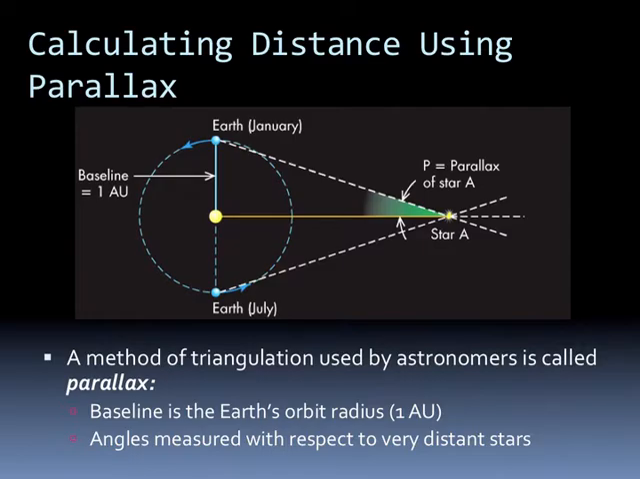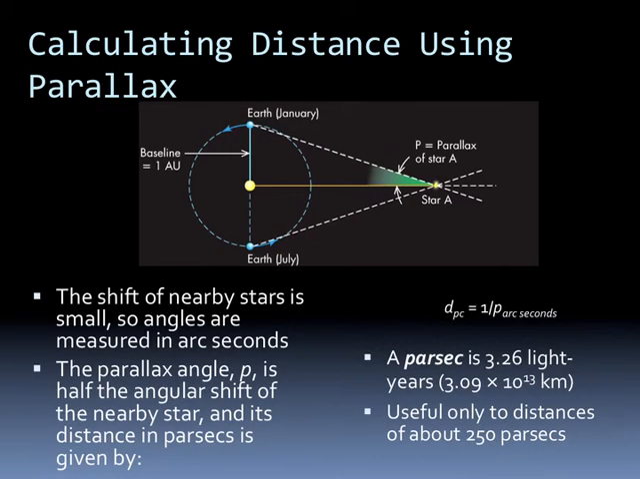This is called parallax. The baseline is Earth's orbital radius, and angles are measured with respect to very distant stars. The shift of nearby small stars is really small. The angles are actually measured in arc seconds. And the parallax angle, P, is half the angular shift of the nearby star, and its distance in parsecs is given. A parsec is a unit of distance that we use for stars close by to us. It's 3.26 light years. It's kind of the average distance between stars in our neighborhood.